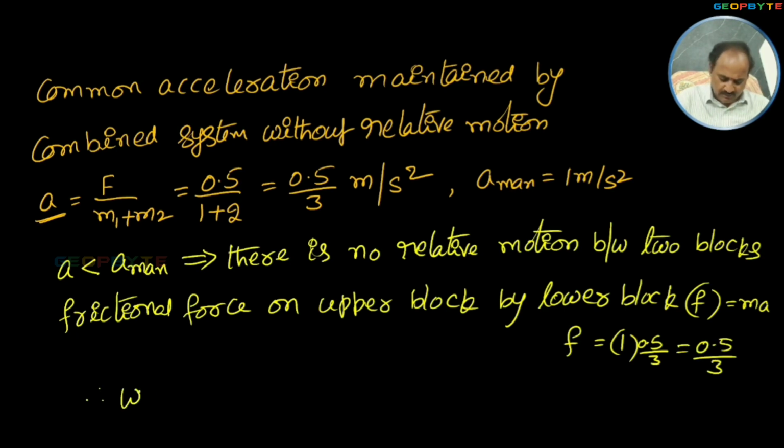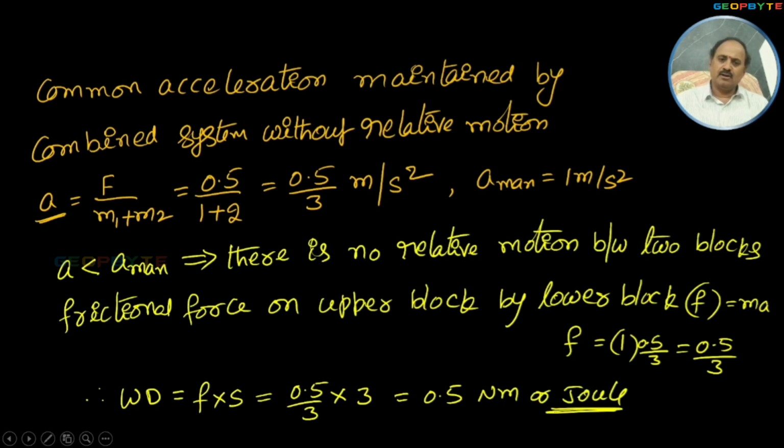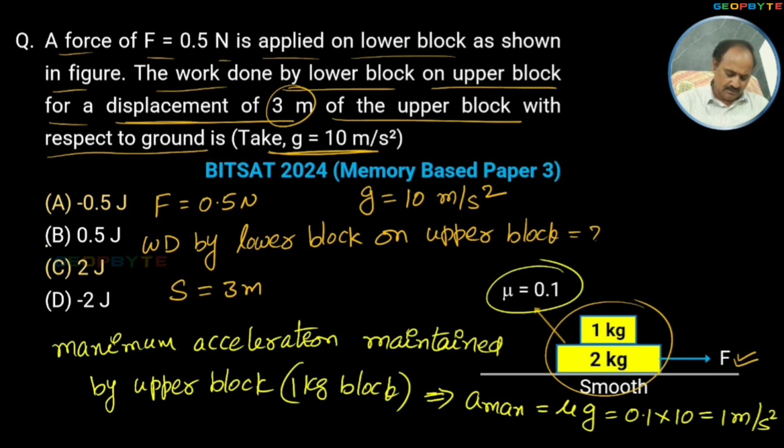Therefore, the work done by the lower block on the upper block equal to the frictional force multiplied by displacement. It is 0.5 by 3 into displacement, which is given as 3. It is equal to 0.5. Work done is energy. The energy unit is newton meter or joule. That is the work done by the lower block on the upper block. Look at the options. Option B is absolutely correct. Understood clearly? Yes.